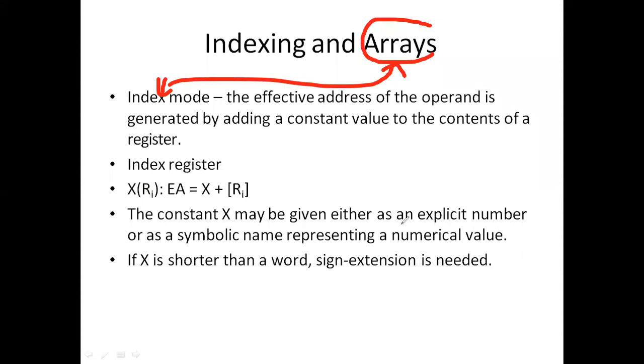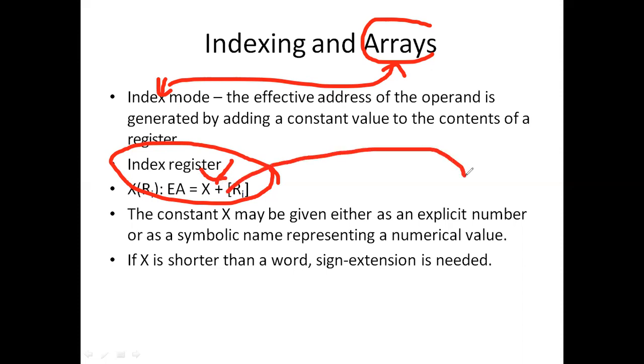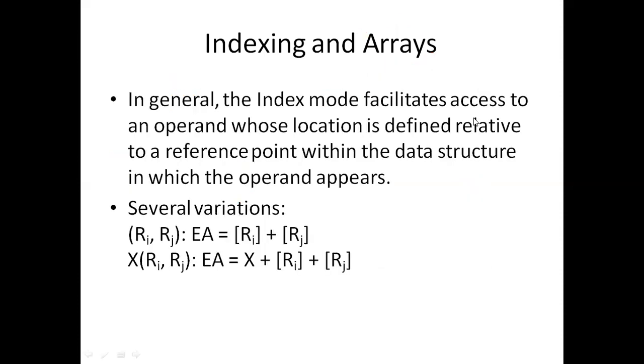If this X is shorter than a word, then sign extension is needed. So here what are we doing? We are adding a particular constant. And that constant may have a numerical value, or sometimes it may be shorter, and in that case we will use the sign extension. You may recall the sign extension that we have discussed. Sign number, right? You would not have forgotten, I hope.